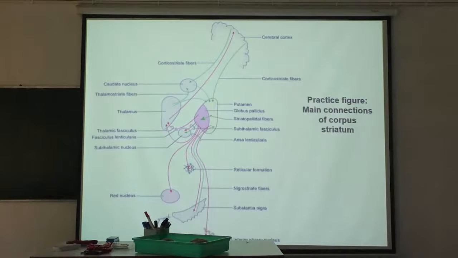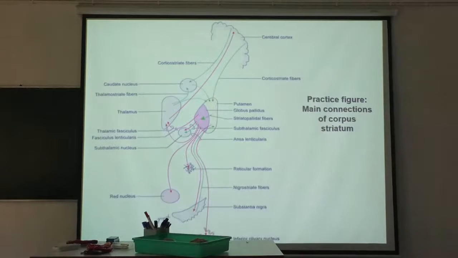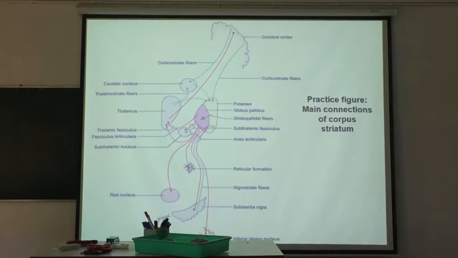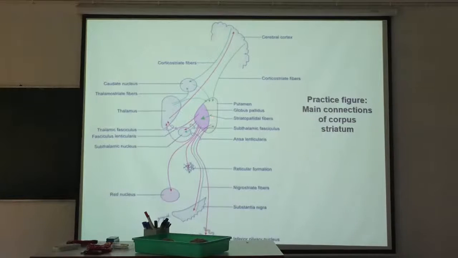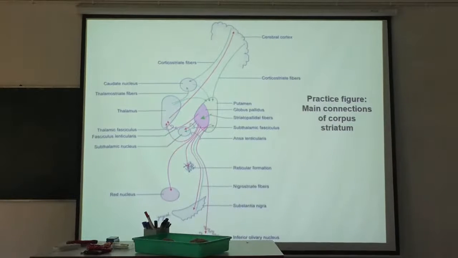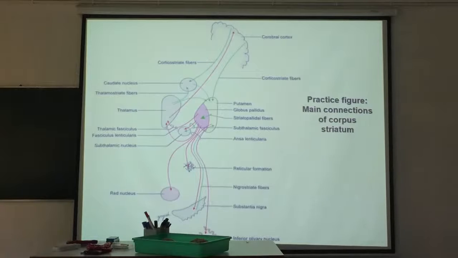See here, this is putamen and globus pallidus. From the putamen, efferent is going to this globus pallidus. Okay, afferent is coming from cerebral cortex, caudate nucleus, thalamus, substantia nigra, like this. Okay, and this is globus pallidus.